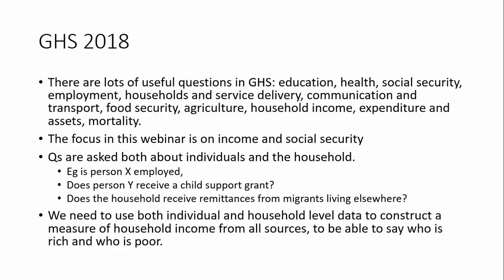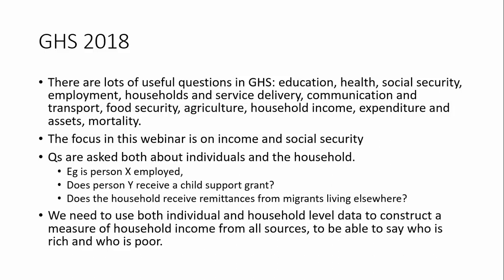And the main reason why we need to use both in this particular webinar is because we're interested in household income. And household income comes from both individuals, people who work, they receive an income, and also households might answer questions about the remittances that they get or other forms of income that they might receive. So we want to be able to see which decile the household members are in, rich or poor.